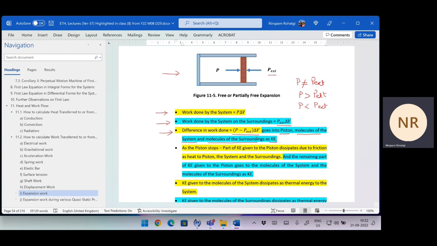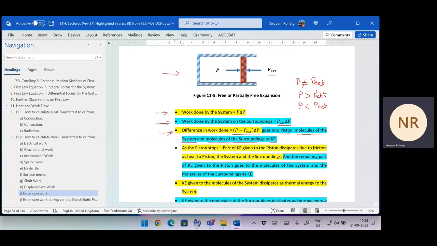If your internal pressure is higher and the external pressure is lower, there will be a jerk. There will be a significant velocity. It will not be zero velocity, right? Because F is not zero. F is equal to ma. You will get acceleration. Your piston will be accelerated.